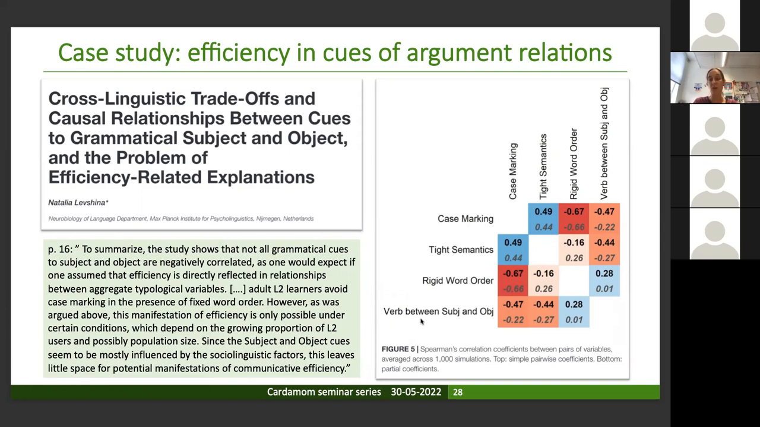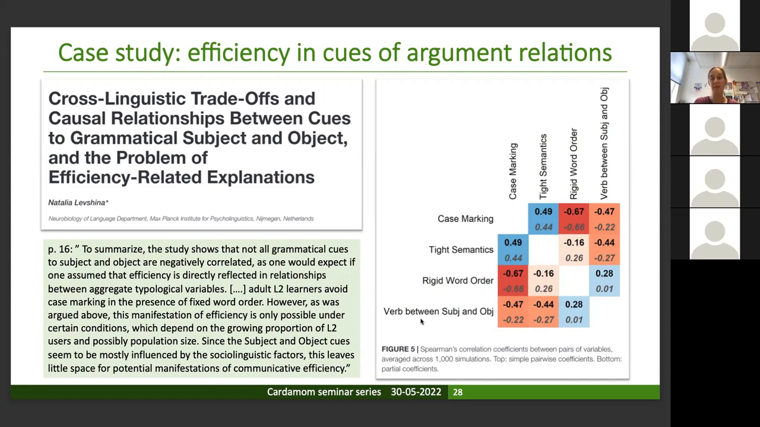She finds that the strongest negative correlation is between case marking and word order. This implies that distinctive case marking increases with word order flexibility and decreases with word order rigidity. There is a positive correlation between case marking and tight semantics that suggests that semantically tight languages tend to have more informative case marking than semantically loose ones. Again, a negative correlation between case marking and the proportion of verb medial, which means that languages without distinctive case marking tend to have SVO.